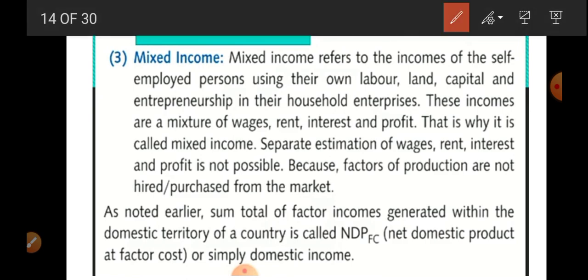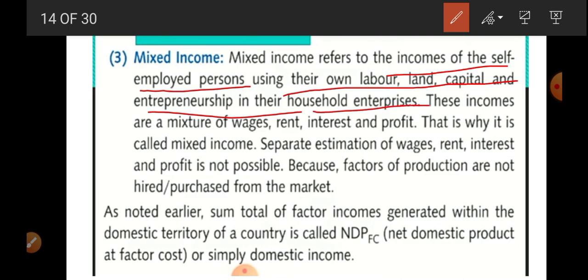Now, the third part of the income method is mixed income. So what is mixed income? It is the income of a self-employed person using their own land, labor, capital and entrepreneurship in their household enterprise. Okay, these incomes are a mixture of wage, rent, interest and profit. That is why it is known as mixed income. Okay, like a barber, a person running a salon, a woman running a beauty parlor, a vendor, small shopkeepers. So these are examples of mixed income.